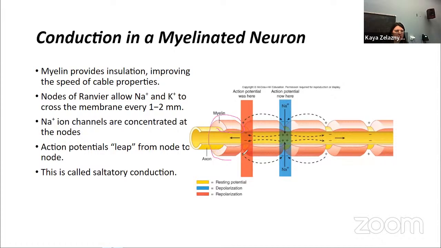So this is coming from some of our glial cells, which are like supportive cells in the nervous system. And they wrap around the axon and protect it. So myelin protects those neurons. It provides insulation, and it is going to increase the speed of conduction.